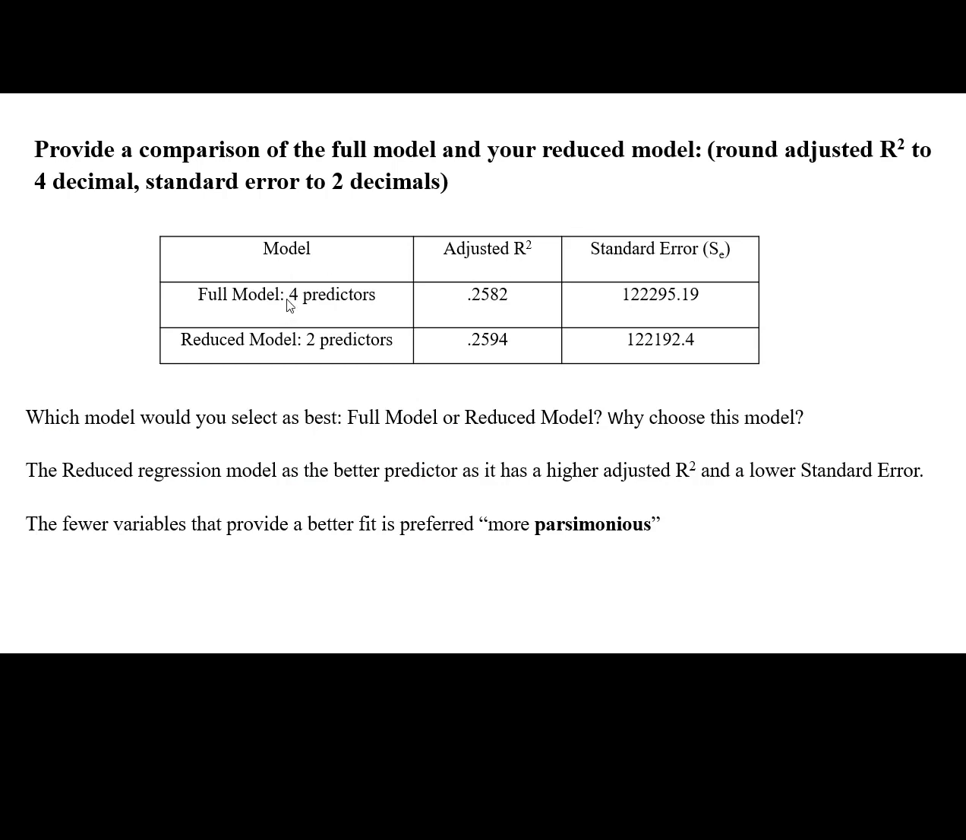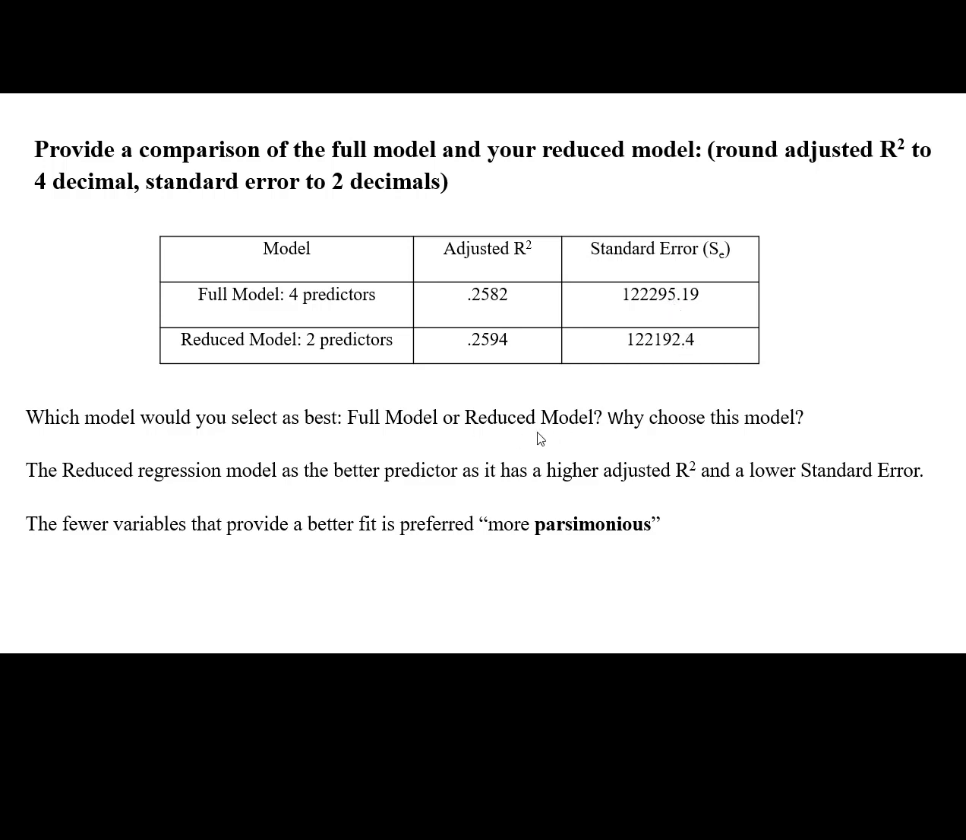So we're going to look at the full model with our four predictors and our reduced model with our two predictors. And you can see that the adjusted R-square went from 0.2582 to 0.2594. It's increased, but not a whole lot. And our standard error decreased from 95 to 92.